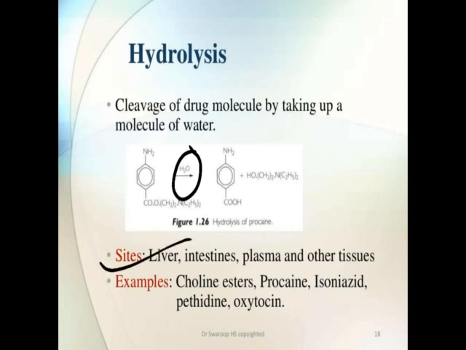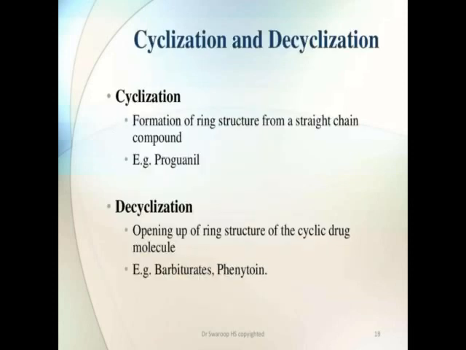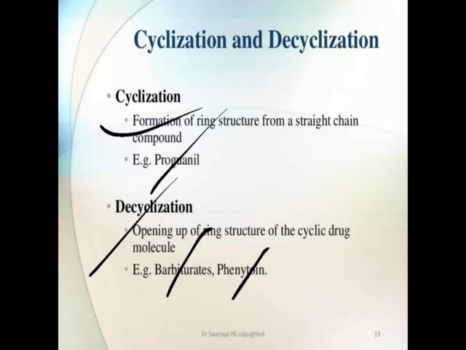In the liver, intestine, plasma, or other tissues, such a reaction, the hydrolysis reaction, can take place. Then cyclization and decyclization. Cyclization means formation of a ring structure from a straight chain compound. Decyclization means opening up of the ring structure of a cyclic drug into a straight chain compound. Proguanil is an example that undergoes metabolism by cyclization. Then barbiturates and phenytoin undergo metabolism by the decyclization reaction. So these are the examples which come under phase 1 metabolism.